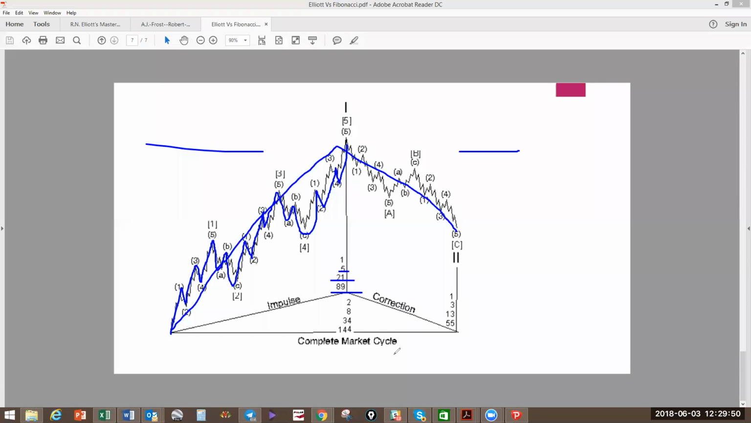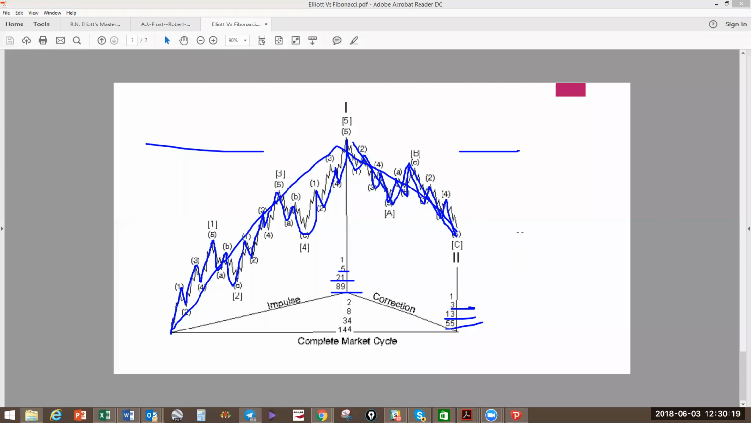Similarly, on this side, you're going to get, firstly, a 3-wave correction. That is your 3. If you divide further, you go to 1, 2, 3, 4, 5, 6, 7, 8, 9, 10, 11, 12, 13. That is the next sequence. If you divide further, you get 55. All of that is giving you the Fibonacci sequence that we're so familiar with.